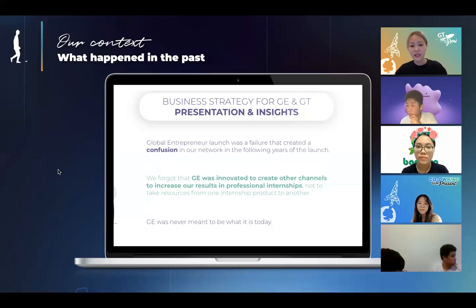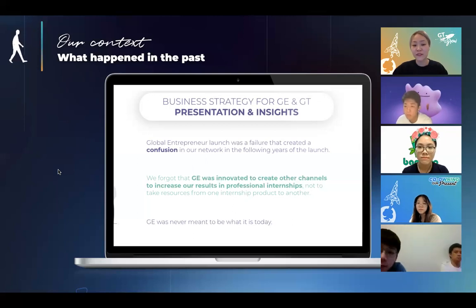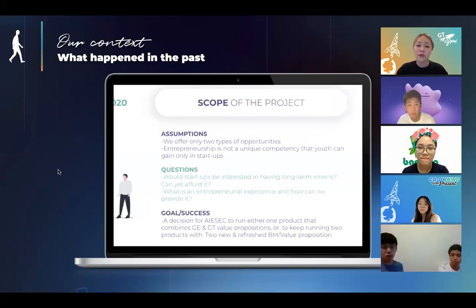A few years later, it became a challenge or trouble for the overall portfolio of the global internship, right? A lot of people, like the OGX itself, were prioritizing OGE, and then IC itself, more people preferred IGT, which has longer durations, and so on. So it made the SND very misaligned, and people were very confused about what the difference was between them, and ICX was facing challenges in selling it, right? The scope of the project was about whether we run one product or combine them, and so on. That was what happened in the past.